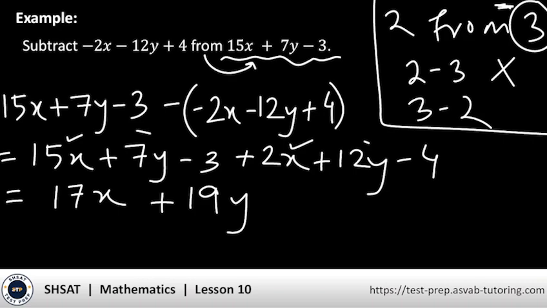Then you have minus 3 and minus 4. So minus and minus makes plus. 3 and 4 is 7. But because 4 is the bigger one, which has a minus in front, the sign is going to be minus. So 17x plus 19y minus 7 is your final answer.